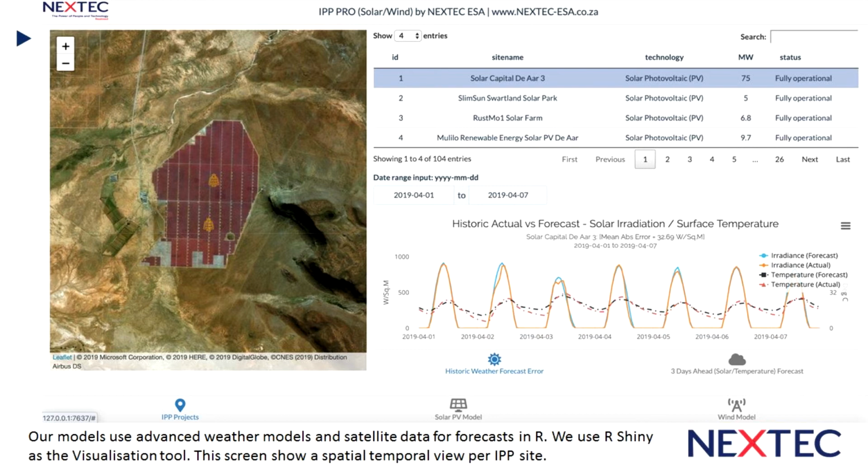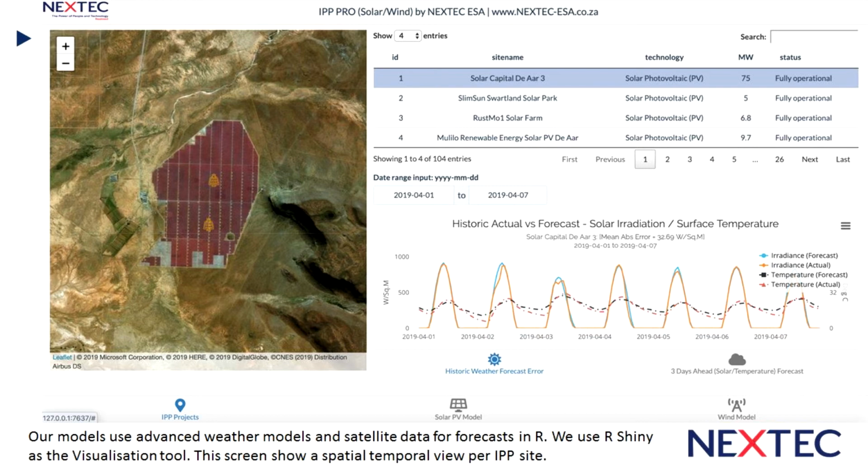If you click on the IPP project Solar Capital R3, which is a 75 megawatt plant, it zooms into the aerial photo of the IPP plant, and a 6-day time series for the plant is shown. Solar irradiance forecast is shown in the blue line. The actual irradiance is shown in the orange line. You can see the actual versus forecast is rather close. It's variance day to day, but overall rather a good model.